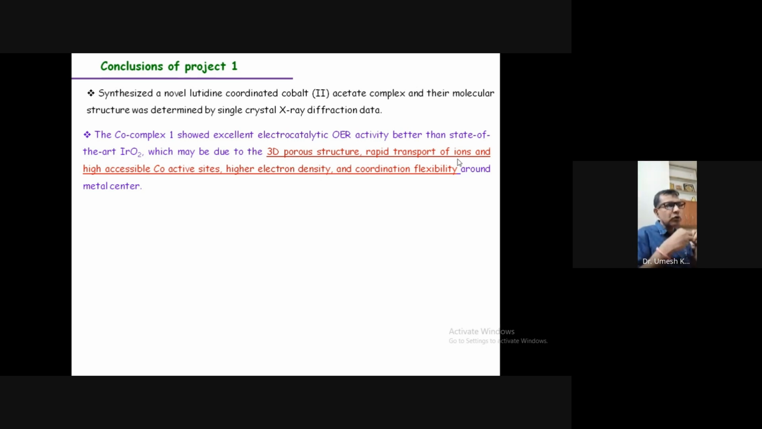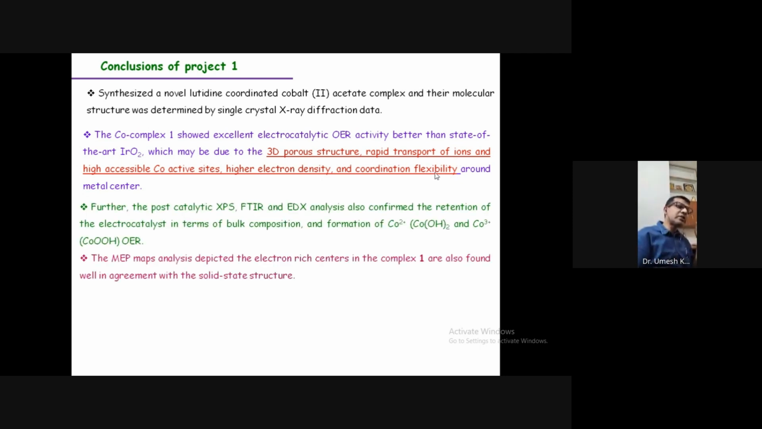High accessibility of the cobalt sites, because this flexible ligand has been used, 3,5-lutidine as a Lewis base, and there is higher electron density, these were Lewis base structures, and the coordination flexibility, because we have the coordination flexibility around the metal center. So this may be the reason for the higher activity of these compounds.